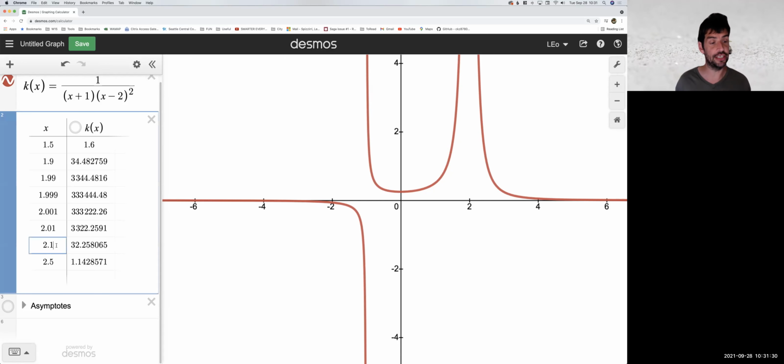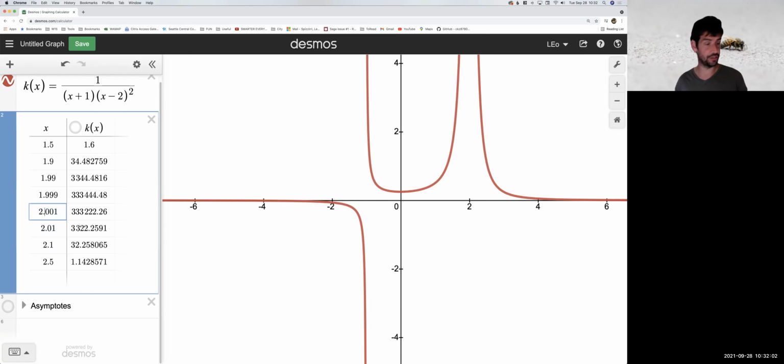We haven't changed the input between 2.1 and 2.01 very much, right? It's gotten, what, 9/10 of a unit smaller, and yet the output has jumped from a little better than 32 to a little better than 3,000, right? So we've jumped up quite significantly, more than 3,000. And then as we go from 2.01 to 2.001, it becomes even more stark. We jump up into the hundreds of thousands, right?